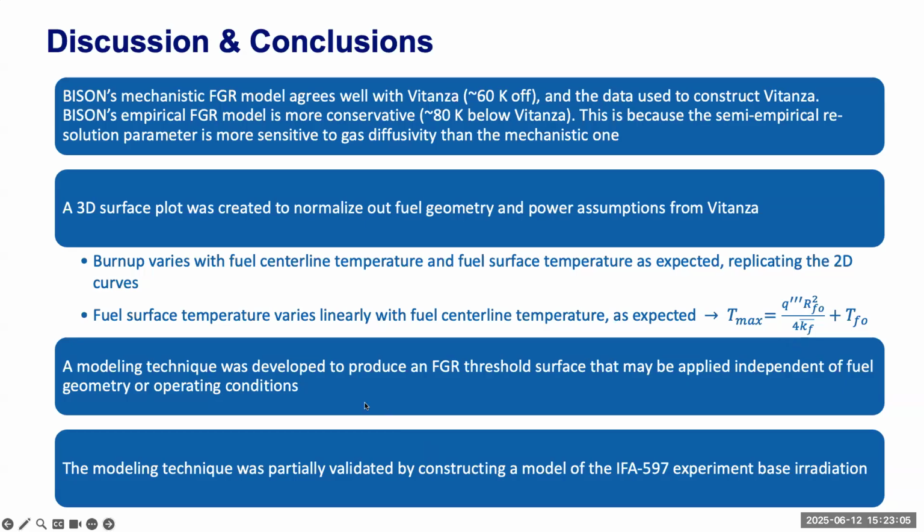Now, with all of this, we were able to successfully develop a modeling technique to produce a fission gas release threshold surface that may be used independent of fuel geometry or operating conditions, essentially normalizing out a lot of the limitations that are baked into that Vitanza threshold model, the original two-dimensional threshold curve. Now, this modeling technique we were able to partially validate by constructing a model of the IFA-597 experiment base irradiation. Again, we still need to do that last step of comparing the surrogate simplified model to the full fuel rod's base irradiation.